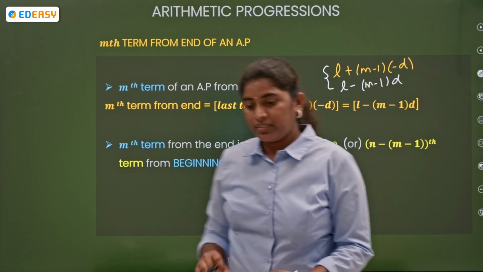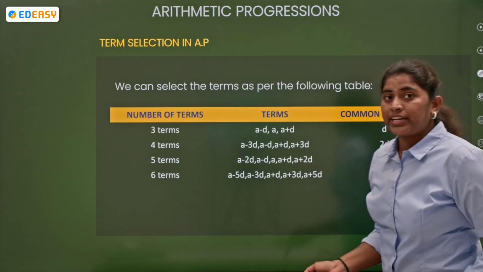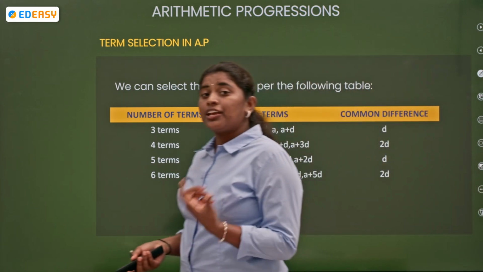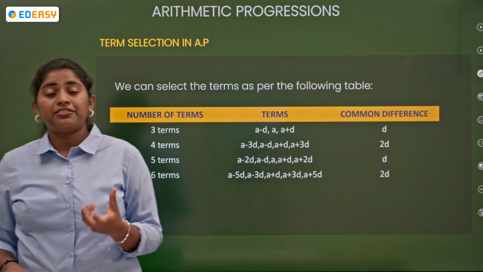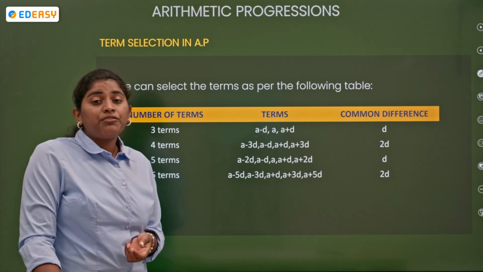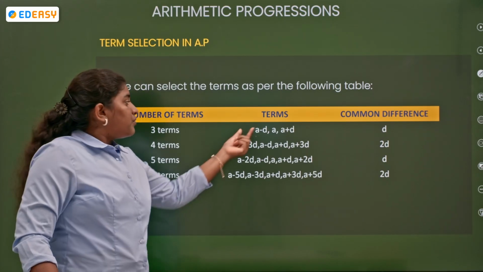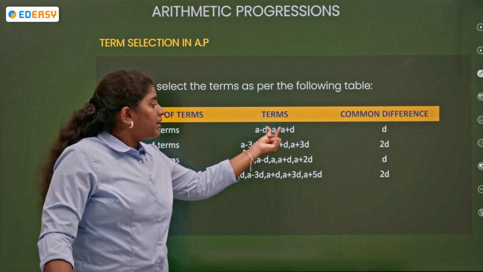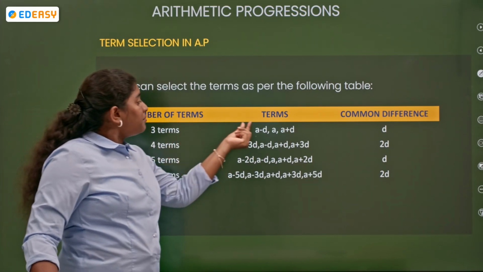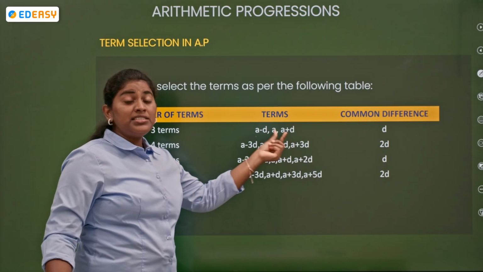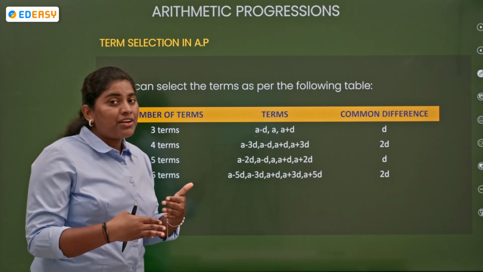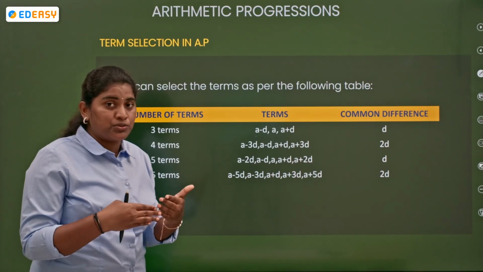Now moving to the next, term selection of an AP. It means, if they give you the first term and the common difference, how can we form an AP? We are going to take a minus d, a, a plus d if we need three terms. Why am I taking minus d and plus d? Sometimes we will be finding the a values and finding the sum values.